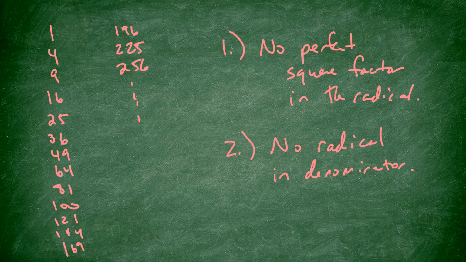Alright, so number 12 is square root of 49. If you go back to your list, 49 is on the list. So that means I can rewrite square root of 49 as the square root of 7 squared, which means the radical and the 7 cancel. So your final answer is just 7.